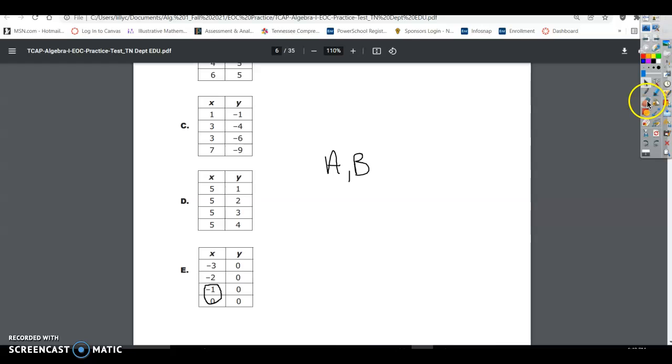And let's look at D. So D has all the same x values. So because all of these are the same, D is not a function either. E is -3, -2, -1, 0. E has unique x's. They're all different. So number 3 has 3 tables that could represent functions. So A, B, and E is the correct answer for number 3.